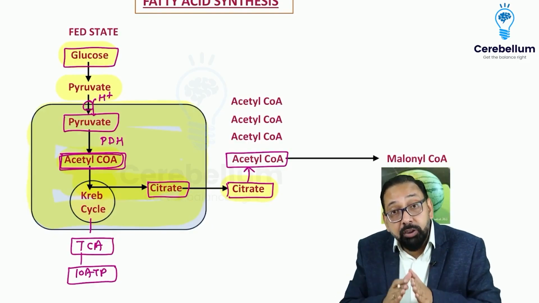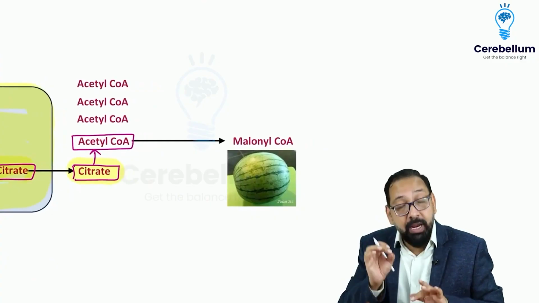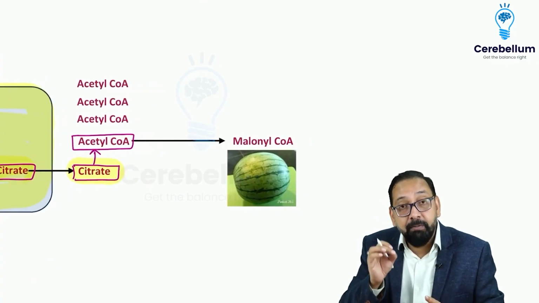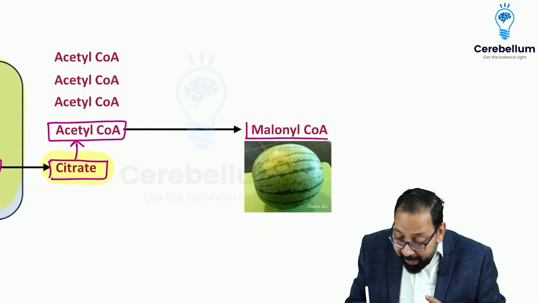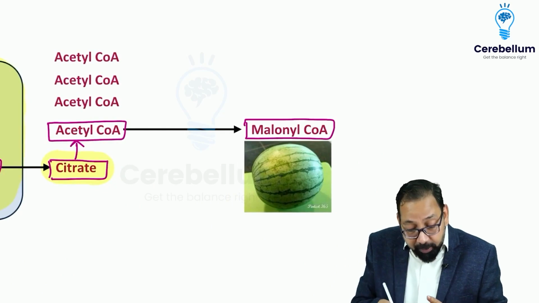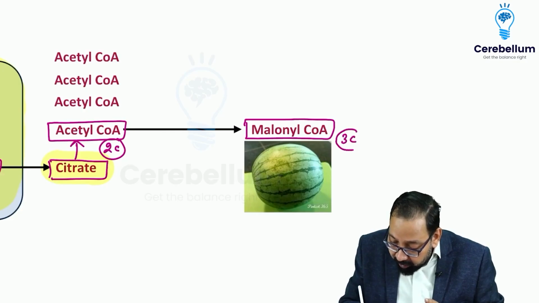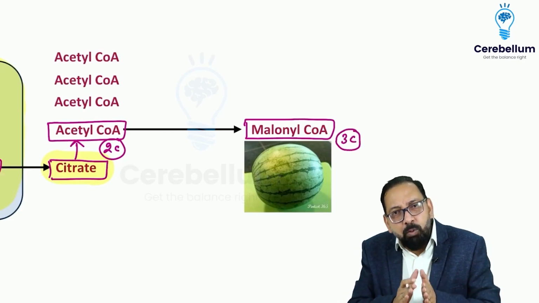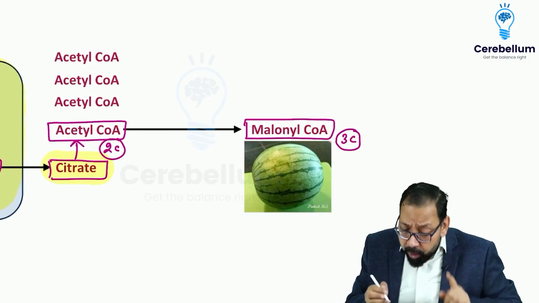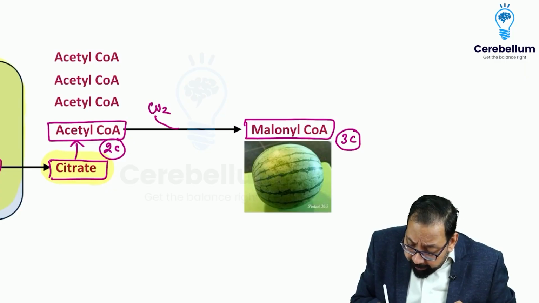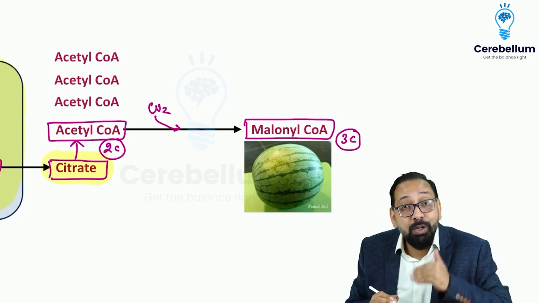coenzyme A. Now this is the starting point of fatty acid synthesis. The first step, or rate limiting step, in fatty acid synthesis is acetyl coenzyme A to malonyl coenzyme A. Acetyl coenzyme A has 2 carbons, malonyl coenzyme A has 3 carbons. For a 2 carbon compound to be converted to a 3 carbon compound, 1 carbon must be joined. So you will join carbon dioxide, and joining of carbon dioxide is called carboxylation.